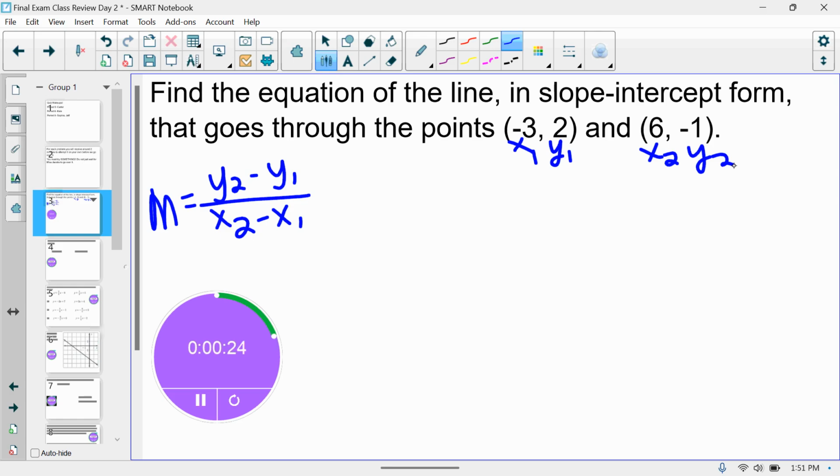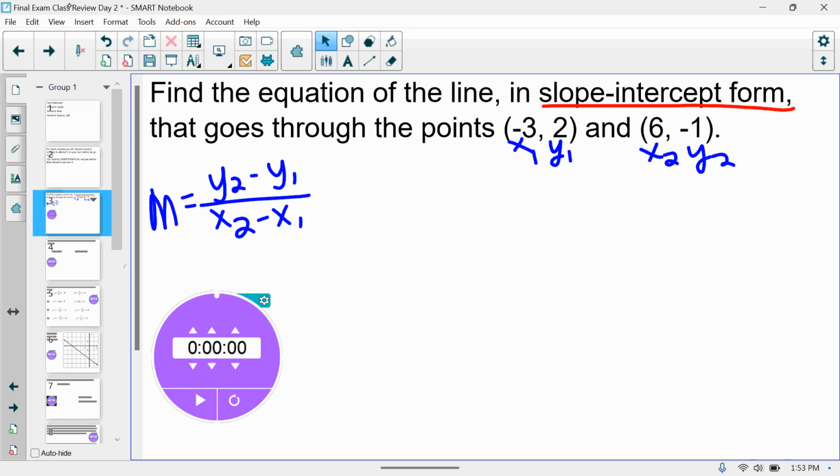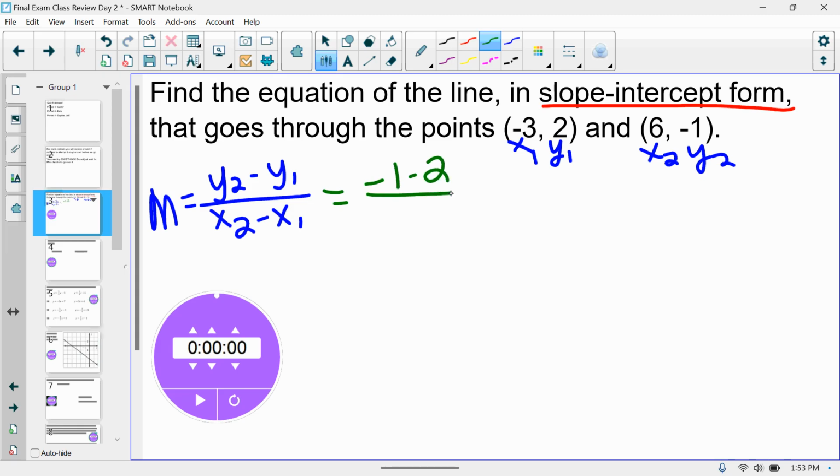Okay, remember we're trying to write an equation and we need it to be in slope-intercept form. So go ahead and keep working. All right, so for our slope we should have done -1 minus 2 over 6 minus -3. That'd be like 6 plus 3, so it's -3 over 9. You're going to get a repeating decimal if you divide it, -0.3 repeating, so you need to convert it to a fraction. We're going to leave it as -1/3.